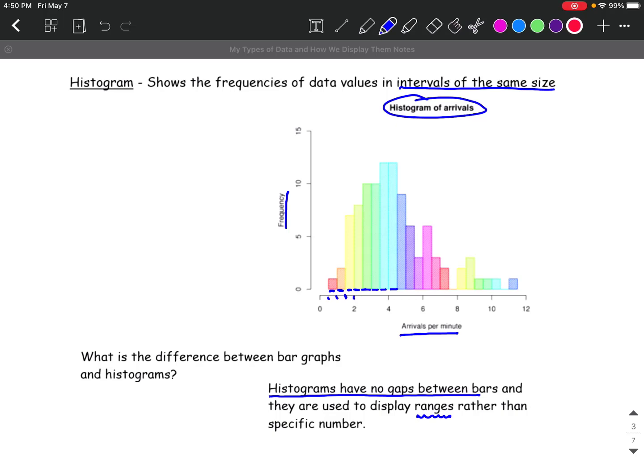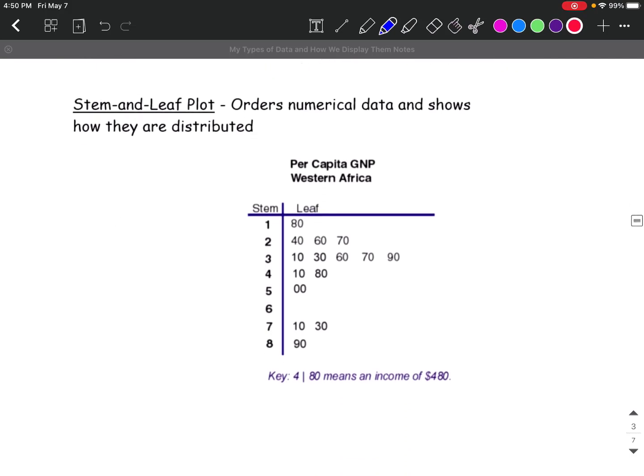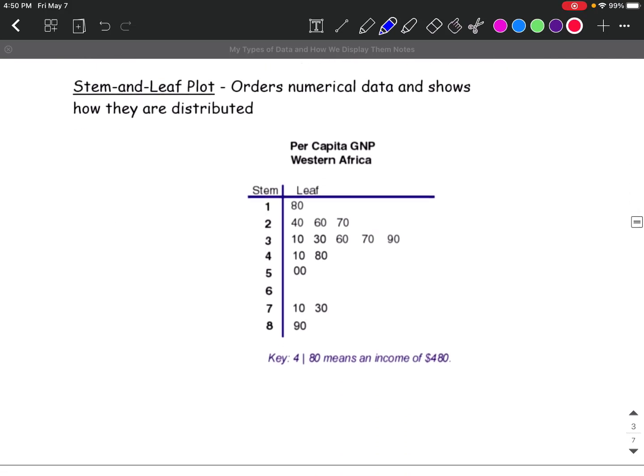So it's a range of numbers, not just at one number or one category. Okay, and we'll talk more about histograms. Then you have your stem and leaf plot. Okay, these order numerical data and show how they're distributed.